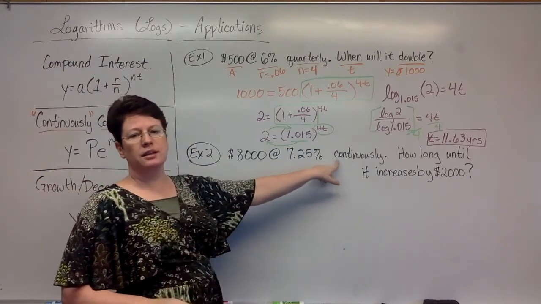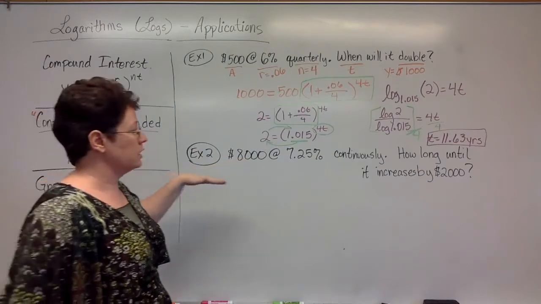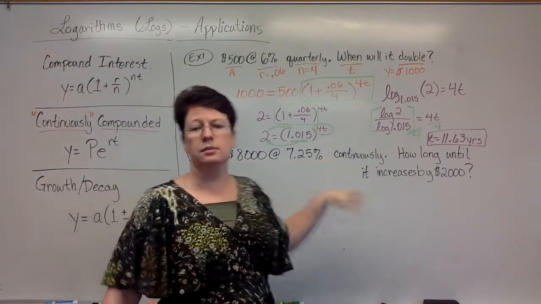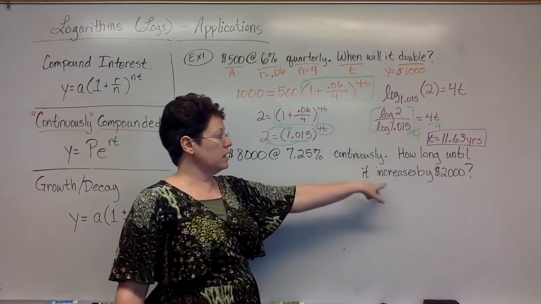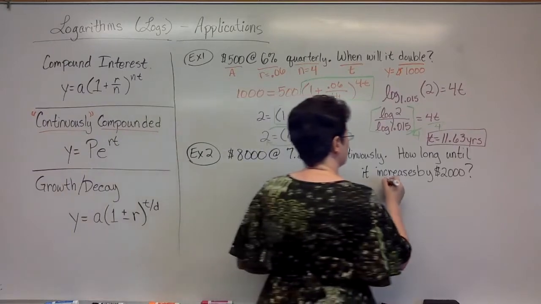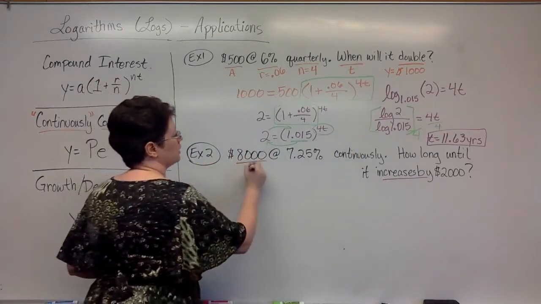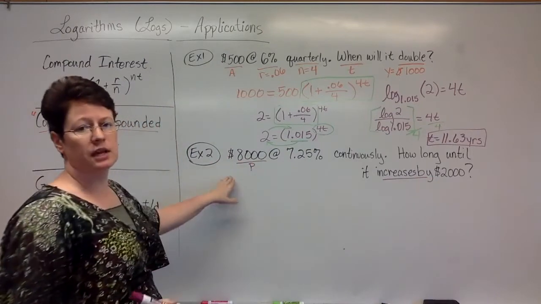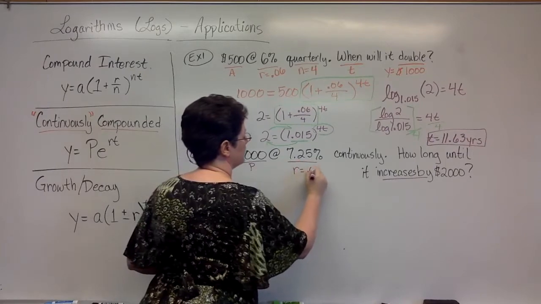8,000 compounded continuously at 7.25%. Okay, continuously tells me I'm using this equation. All right? How long will it take until it's increased by 2,000? Okay, so this is a little different. So what did I start with? I started with 8,000. That's my P. I know my R is 0.0725.